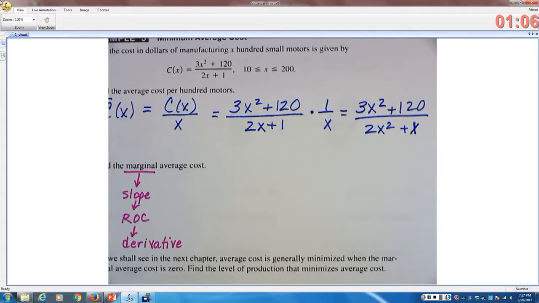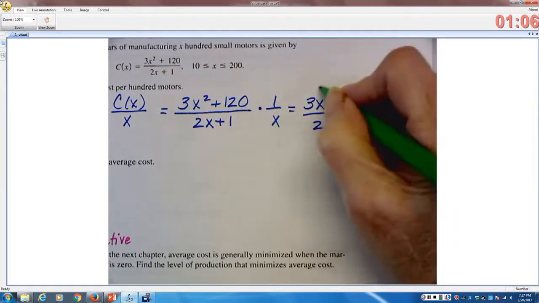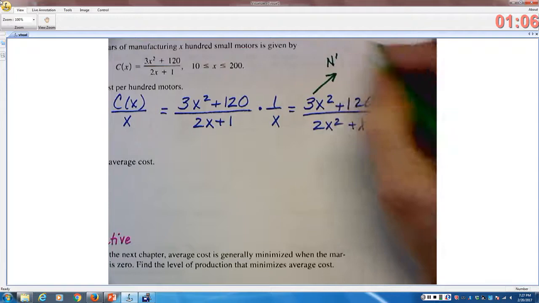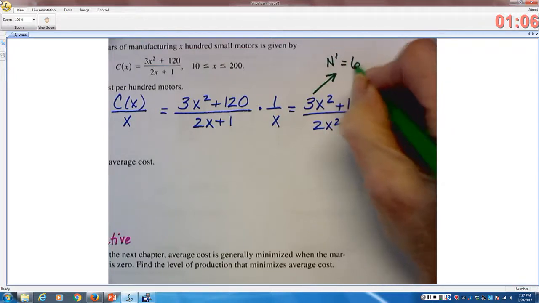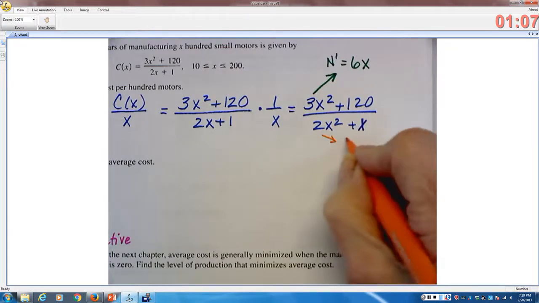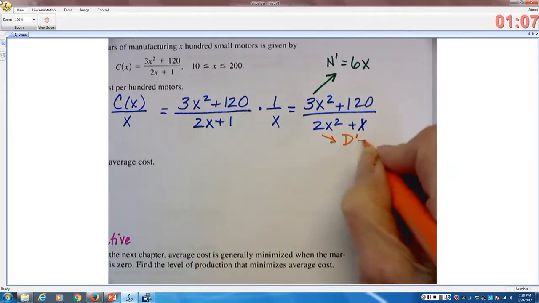And in order to take the marginal average cost, I'm going to need two derivatives, which I'm going to slide over here and go ahead and take. The derivative of the numerator, which I'm going to call n prime, is going to be 6x, and the derivative of the denominator, which I'm going to call d prime, is going to be 4x plus 1.